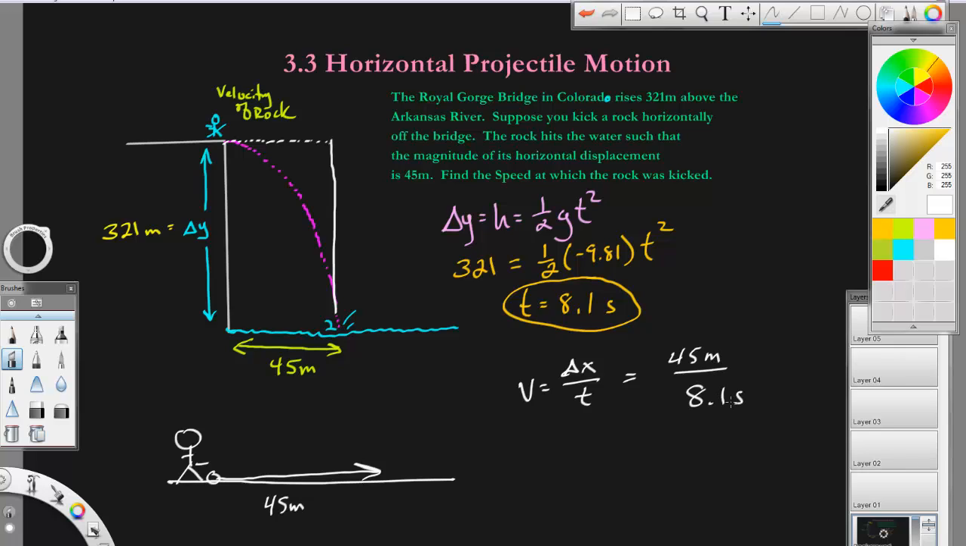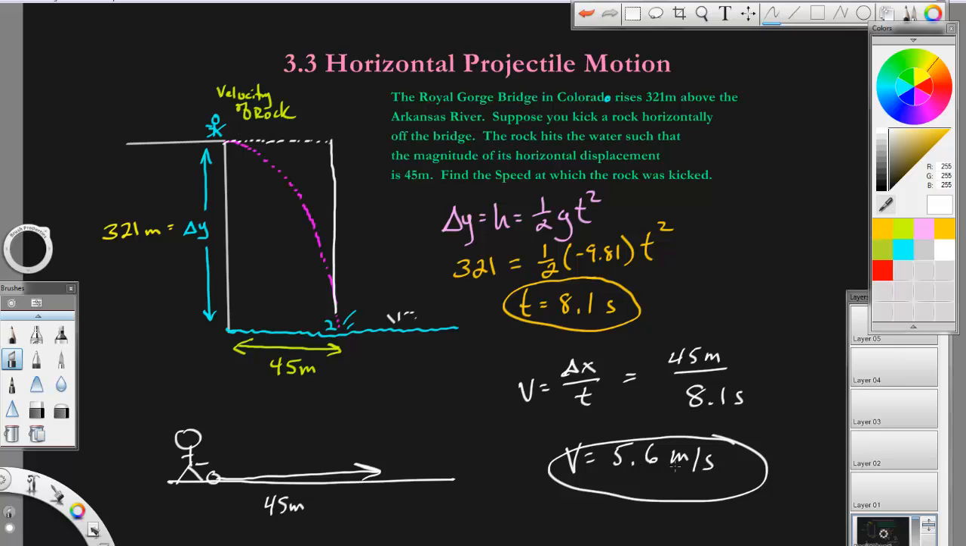So let's hit that on a calculator. 45 divided by 8.1 is about 5.6 meters per second. This is the initial speed of the rock getting kicked. If you kick this harder, it would fall farther out and splash out here. But to make it go 45 meters after a fall off a bridge of 321 meters, it would take a kick speed of 5.6 meters per second to make that happen.